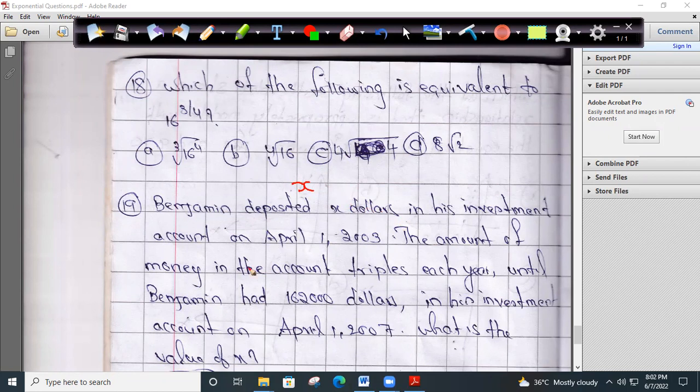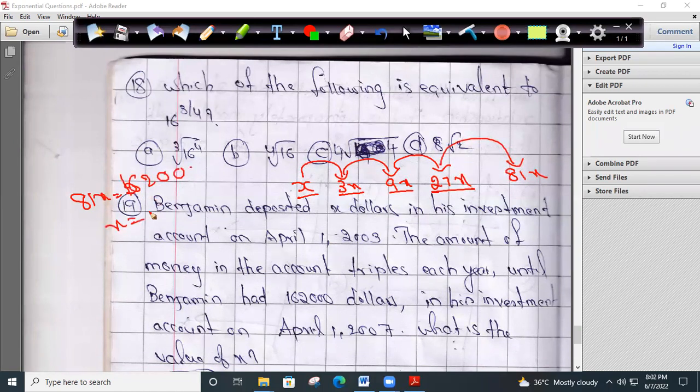After the amount of money in the account triples each year, it becomes 3 times. So X becomes 3X. 3X becomes 9X. I'm telling you, even if you don't know anything, 9X becomes 27X. This is in 2003, 2004, 2005, 2006. In 2007, it becomes 81X. So 81X is equal to 1,62,000. So X is equal to 2,000. As simple as that. This is one way of solving.